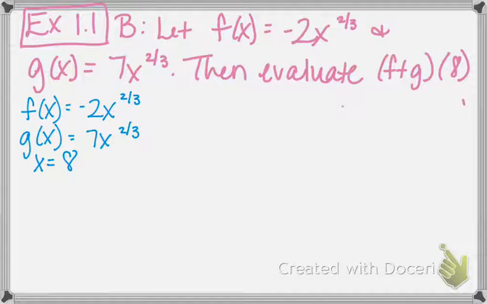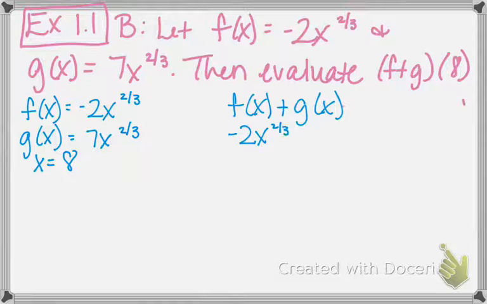That's all that really means. So now that I've rewritten it, I'm going to go ahead and add the two. I say add f of x plus g of x. So my f of x was negative 2x to the 2/3 power plus 7x to the 2/3 power. Again, I have the same scenario before. I have the same variable with the same exponent, so I can add them. So if I add them together, it should be 5x to the 2/3 power. And then from here, I need to plug in the 8.